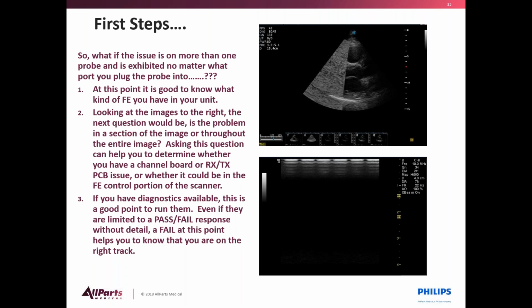Looking at the images to the right, the next question would be, is the problem in a section of the image or throughout the entire image? Asking this question can help you to determine whether you have a channel board or a receiver or transmit PCB issue, or whether it could be in the front end control portion of the scanner. If you have diagnostics available to you, this is a good point to run them. Even if they are limited to just a pass-fail response without any details, a fail at this point helps you know that you're at least on the right track.